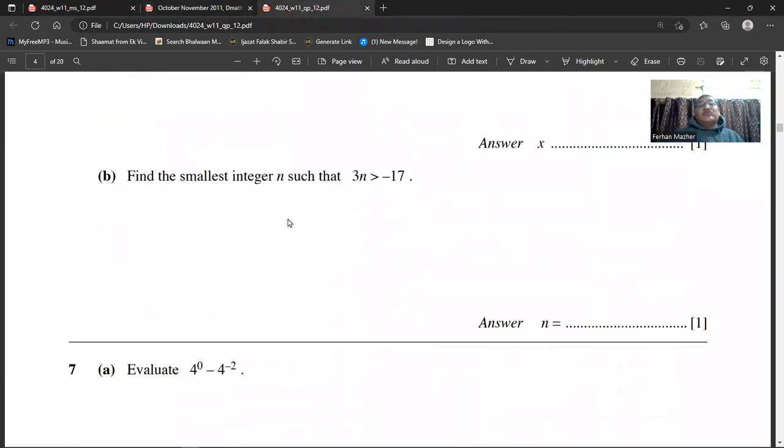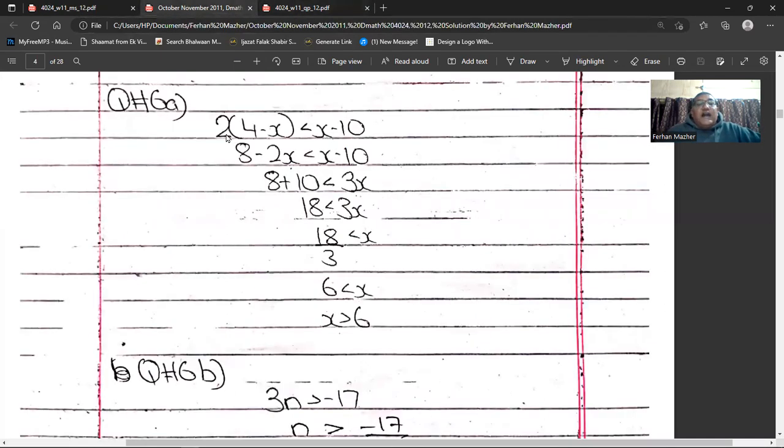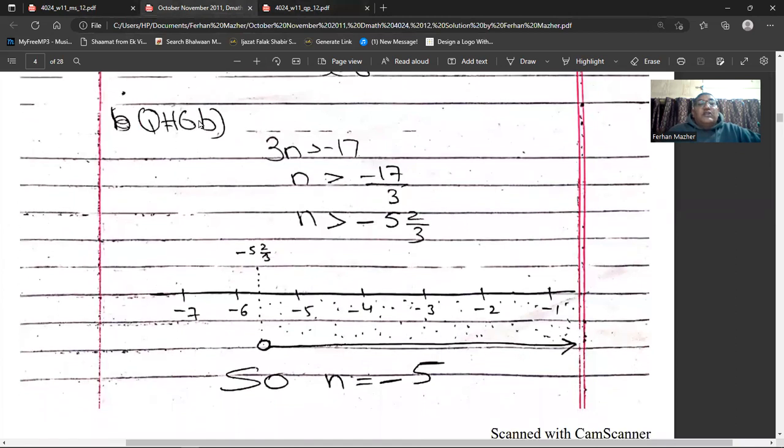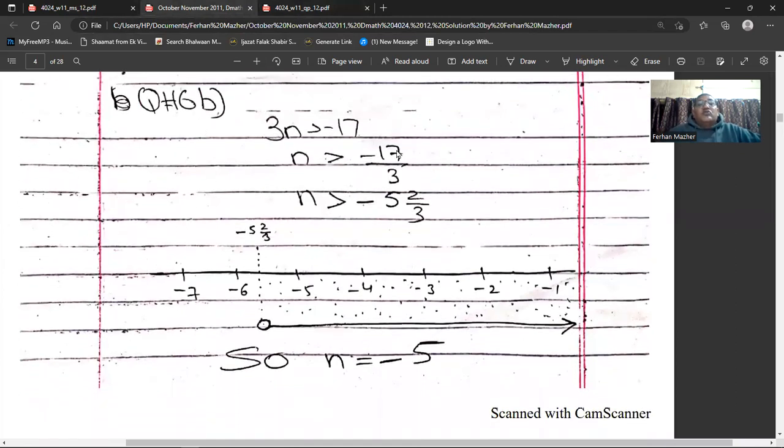Question number 6, it's a B part. He says, find the smallest integer n such that 3n is greater than minus 17. So very simple. First of all I will make n alone in this inequality, and then I will draw a number line, and I will try to show this on the number line. So this 3 will go to the other side. So n is greater than minus 17 by 3. So n is greater than minus 5 whole 2 by 3.